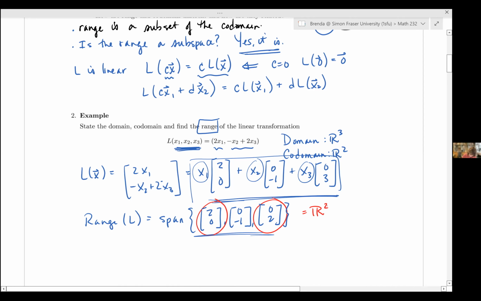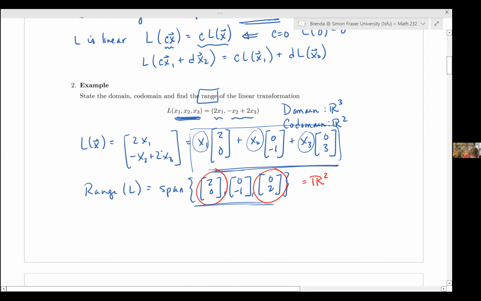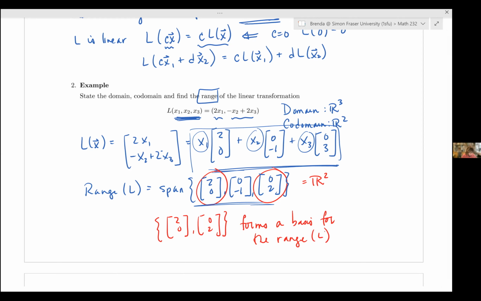And then of course we would say that this here, 2, 0, 0, 2, forms a basis for the range of L, and it also in fact forms a basis for R2, because this subspace is R2. Okay, so we have the idea of domain, codomain, and range.